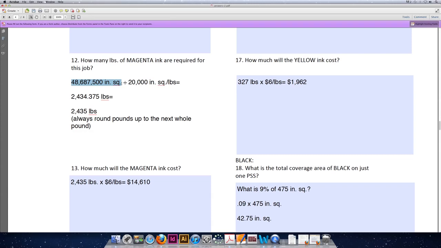48,687,500 square inches divided by 20,000 square inches for every 1 pound of ink comes out to 2,434.375 pounds of ink. We cannot purchase part of a pound of ink, so we'll round up to the next whole number and purchase 2,435 pounds of ink.